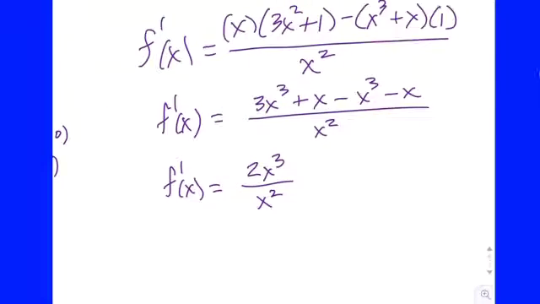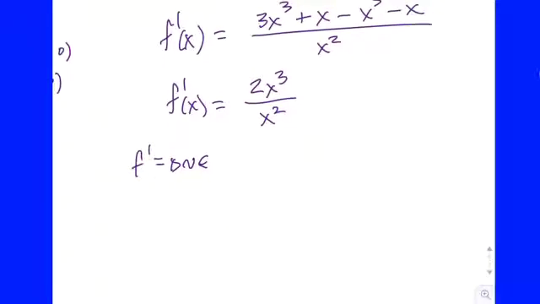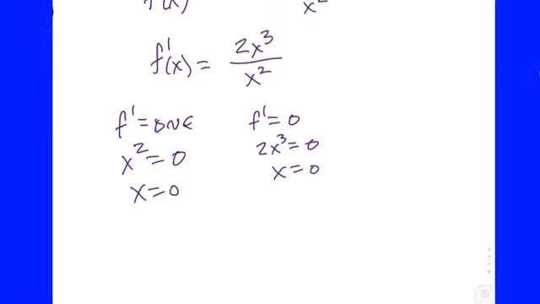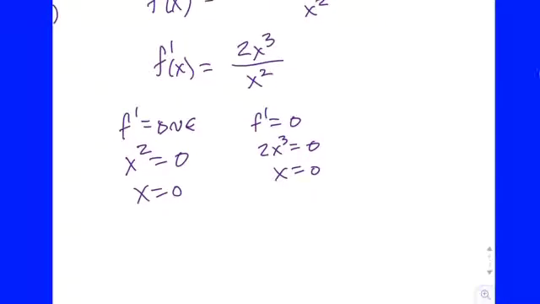Now, if you leave it like that without simplifying, you might say, okay, f prime equals DNE when the denominator x squared equals 0. Well, that's when x equals 0. So we have a critical value at x equals 0. And then you're going to be like, I know that it can also equal 0, so f prime equals 0 when the numerator 2x cubed equals 0. Well, that's when x equals 0. So as I mentioned, x equals 0 is a critical value. Look at that. We've confirmed it twice. X equals 0 is a double critical value. That's like a super critical value. But is it at all?